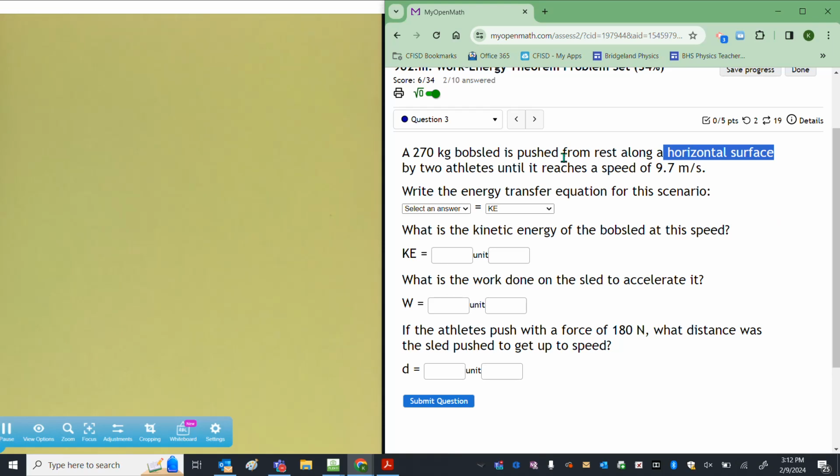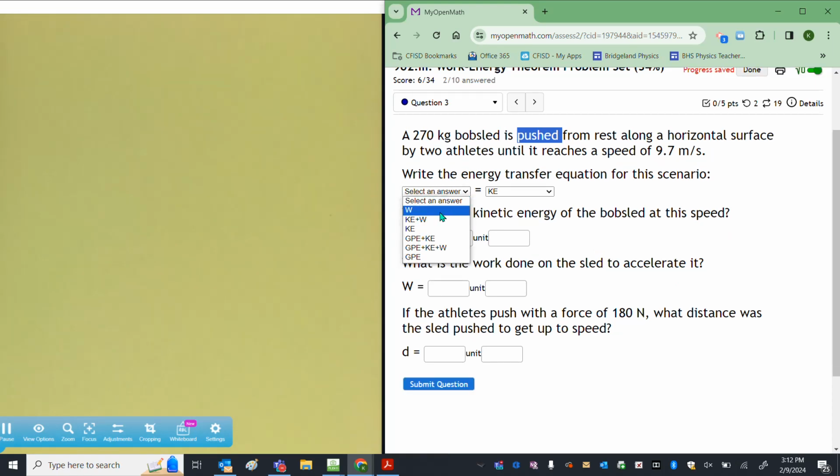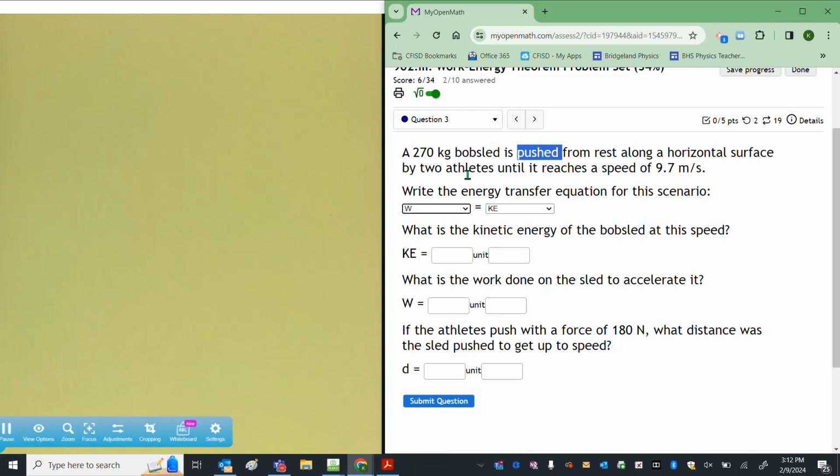Okay, but that's one possibility. It does say that it's pushed from rest, so I know that it didn't always have this kinetic energy. It started out with 0 kinetic energy. It started out with 0 gravitational potential energy. There's no mention of anything elastic. So where did the energy come from? It came from this. The bobsled is being pushed. There's a force doing work. So the work done by the runners, the athletes pushing it, is going to give us the kinetic energy we have at the end. That is your energy transfer equation. Work equals KE. This is the work energy theorem.